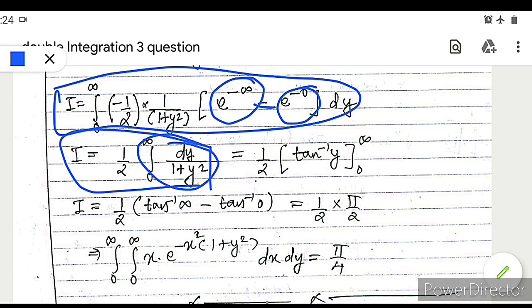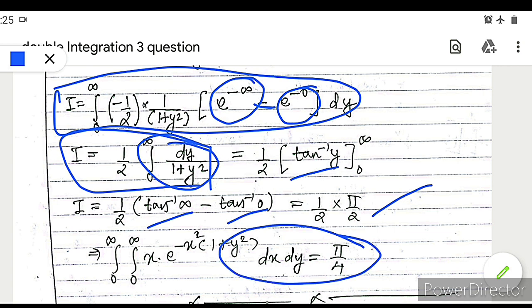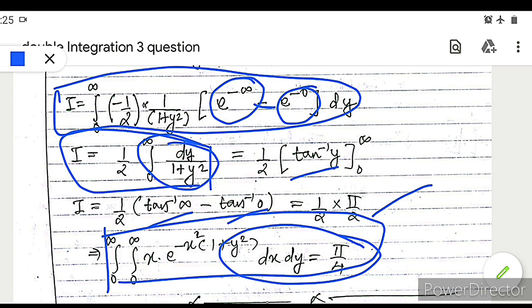Again, this is a very standard integration. That's the formula of tan inverse y. So tan inverse infinity is pi by 2, tan inverse 0 is 0. And here's the answer. We had to show that this integration is pi by 4, so it comes to pi by 4. Thank you so much.